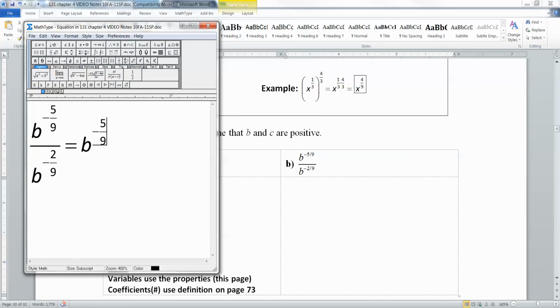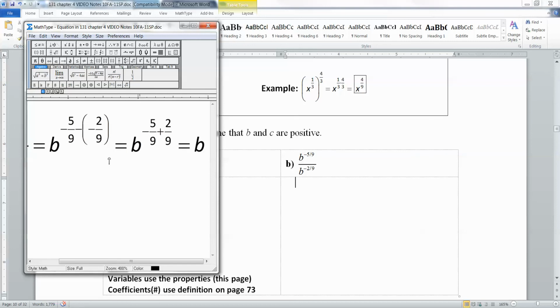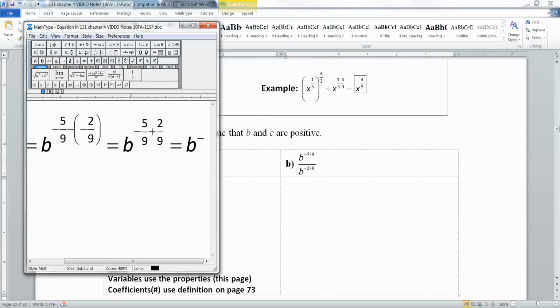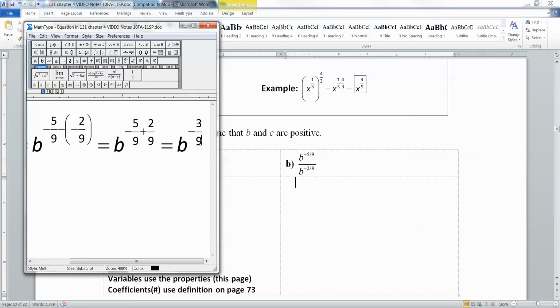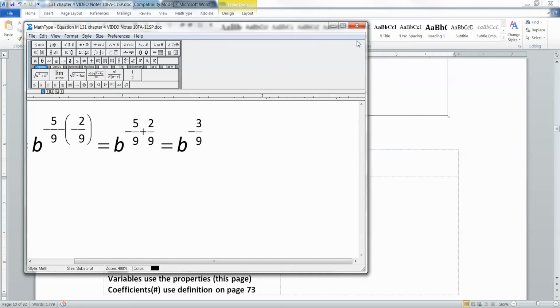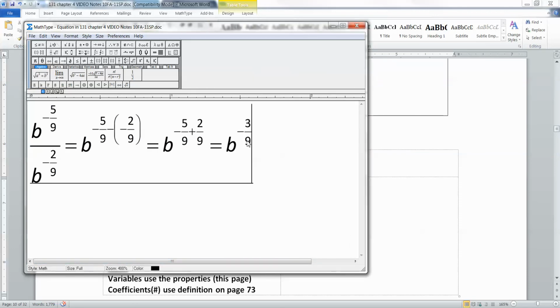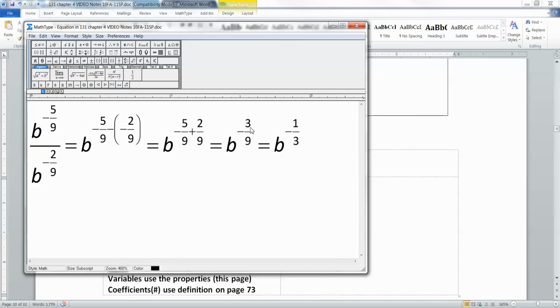Now that's equal to, according to our property number 2, negative 5/9 minus negative 2/9, which is b to the negative 5/9 plus 2/9, which is b to the negative 3/9. Hopefully everybody remembers that, right? Negative 5 plus 2 makes negative 3, and that's how you add with fractions, which equals b to the negative 1/3, because 3 goes into 3 one time, and 3 goes into 9 3 times.